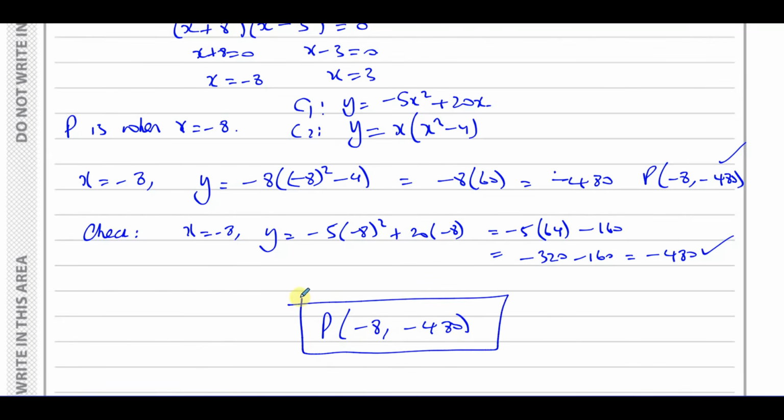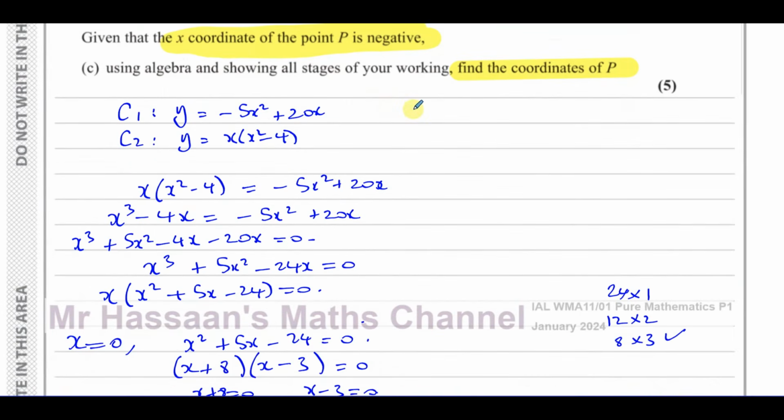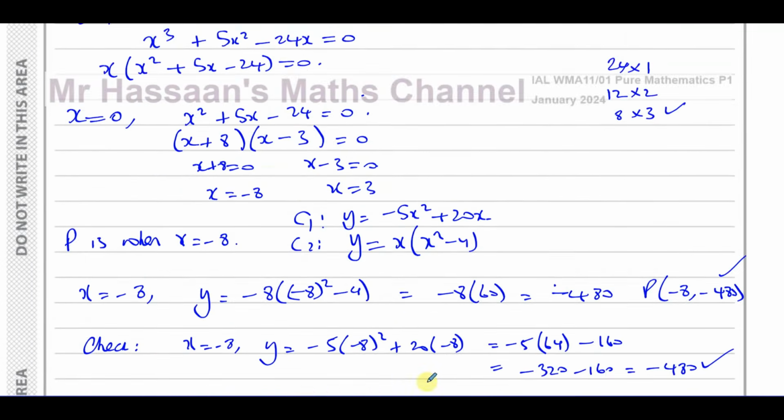I can see that some people might have made the mistake here of using 3 to find the coordinates of P. That's a different point. That's where they intersect, but a different point, not P. P is where x is negative.